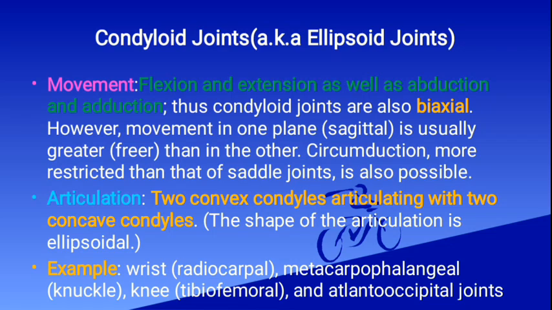For example, you have the wrist radiocarpal joint. The ulna does not articulate with the carpal bones. Take note of that. The wrist is only formed by the articulation between the radius and the carpal bones. So you have the metacarpophalangeal joint, you have the knee joint, the atlantooccipital joint. The metacarpophalangeal joint is the knuckle, and the knee joint is the tibiofemoral. At the knee also, the fibula does not form part of the knee. The knee is only formed by the articulation of the tibia and the femur.